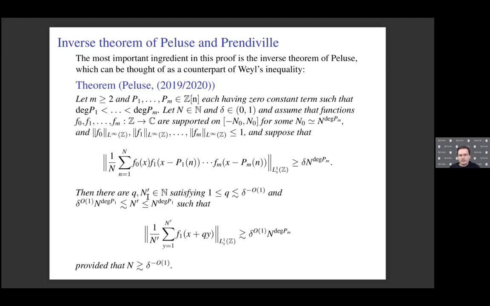By restricting to the subprogression, we can deduce that there are some numbers q and n prime. Q is not large in terms of the parameter delta, and n prime is comparable with the scale of function f1, so that this average is large. And here what is important is that this dependence on delta in the conclusion is polynomial. That was extremely useful in our approach, because it nicely fits the Ionescu-Wainger multiplier theorem. Before the theorem of Peluse and Prendiville, this kind of estimate was impossible, and the polynomial dependence on delta here was completely out of reach.